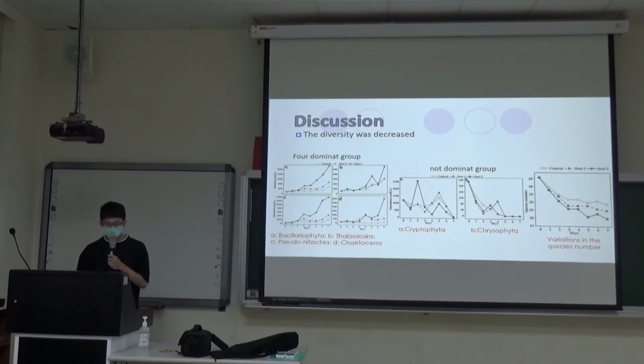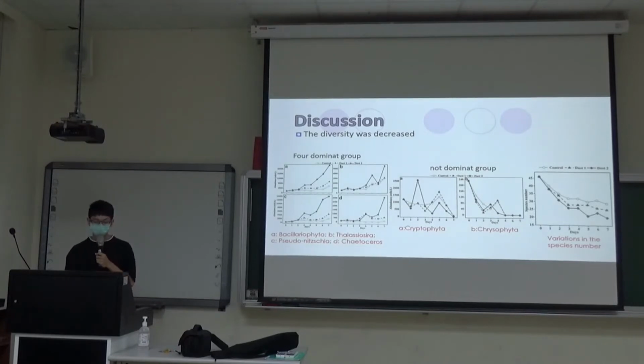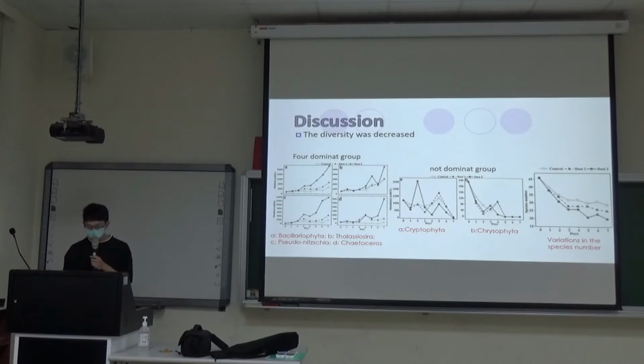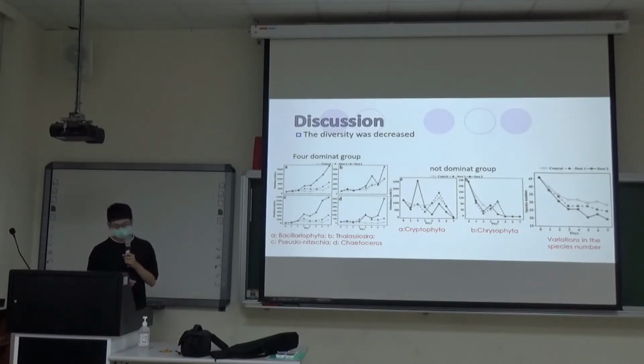And then we can see the 4 dominant groups and the non-dominant group. The 4 dominant groups increase over time, and the non-dominant group decreases over time and even disappears. Corresponding to the species number, we can see the species number declines over time. So the diversity decreased.